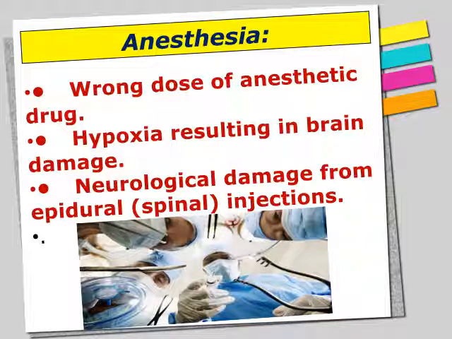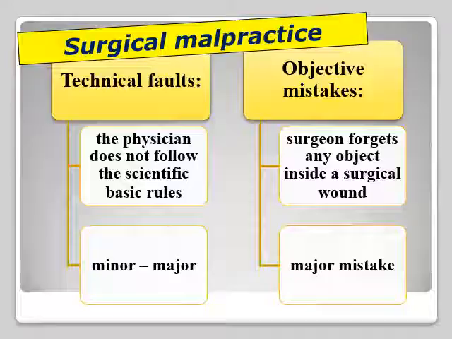In case of anesthesia, you may give your patient a wrong dose of anesthetic drug. Your patient may be exposed to hypoxia due to improper oxygenation, and this will lead to brain damage. Another example of malpractice is neurological damage, whenever they are injecting the patient in the spinal cord with epidural drugs.